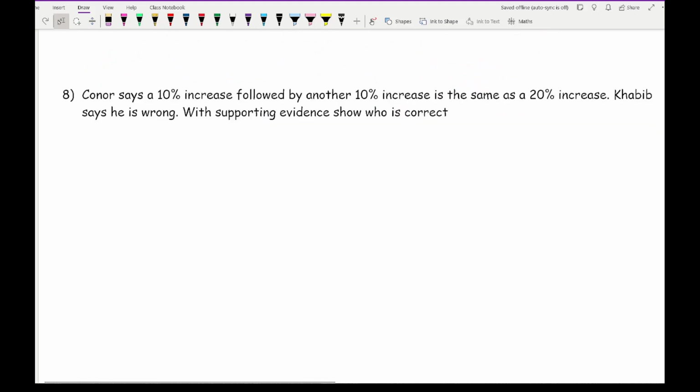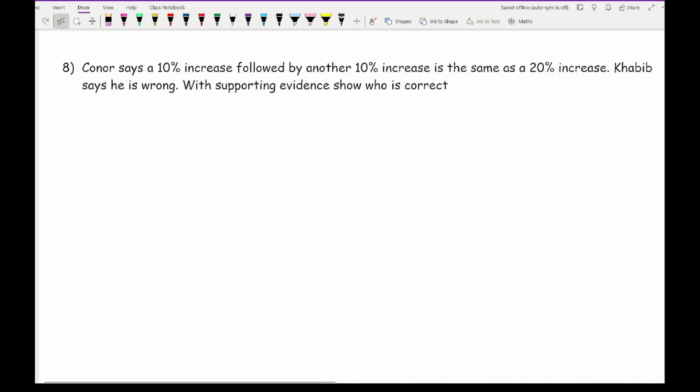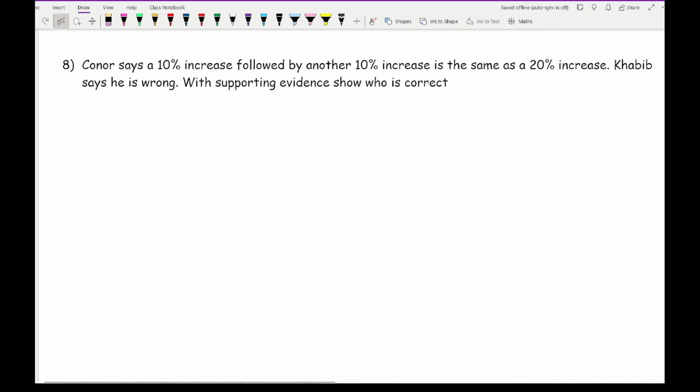Then moving on to question 8, a bit of a UFC theme. It says that Connor says a 10% increase followed by a 10% increase is the same as a 20% increase. Khabib says he is wrong. With supporting evidence, show who is correct.